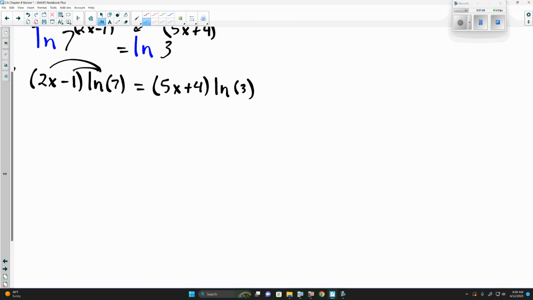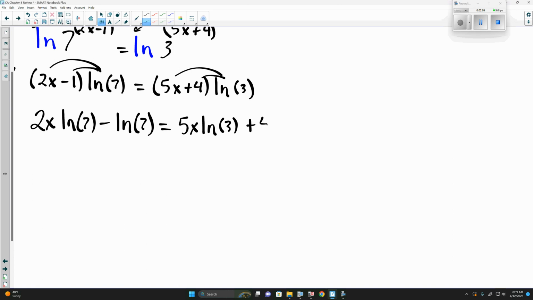Now, the next thing we're going to do is distribute. 2x times ln of 7 is 2x times the natural log of 7. Negative 1 times the natural log of 7 is just negative natural log of 7, is equal to 5x times the natural log of 3 plus 4 times the natural log of 3.